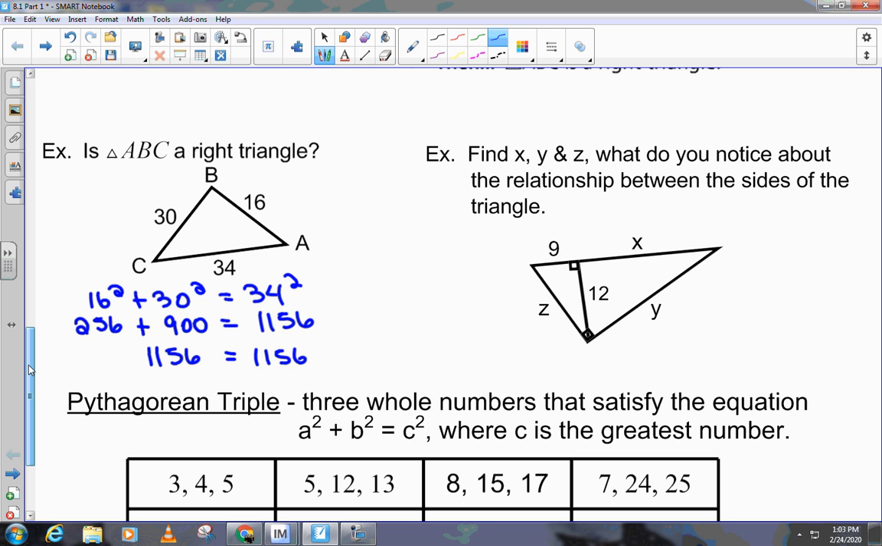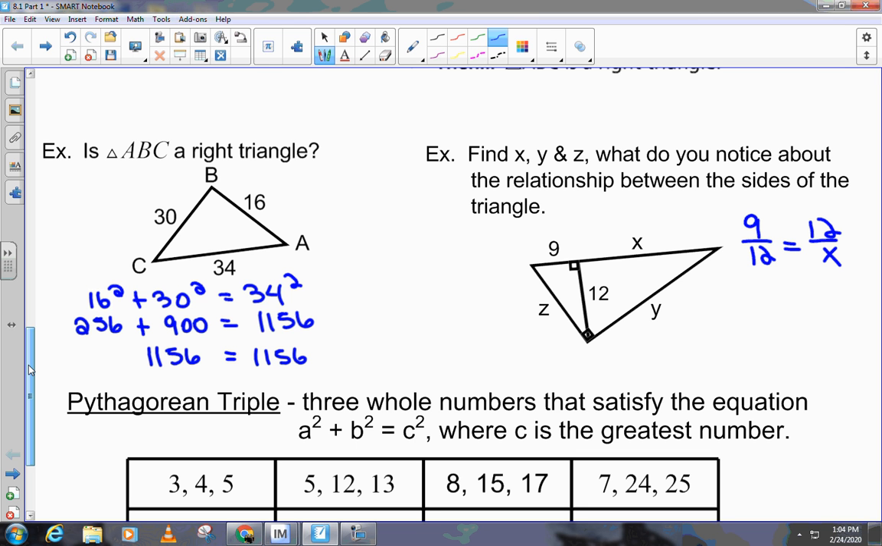Okay? Alright, here's another one. We want to find x, y, and z. What do you notice about the relationship between the sides of the triangle? Okay, let's find x first. What would we do to find x? Would you say 12 over x equals 9 over 12? Okay, I'm going to write it like this, but you're right. 9 is to 12 as 12 is to x, right? Same thing, okay? I always do it the other way.